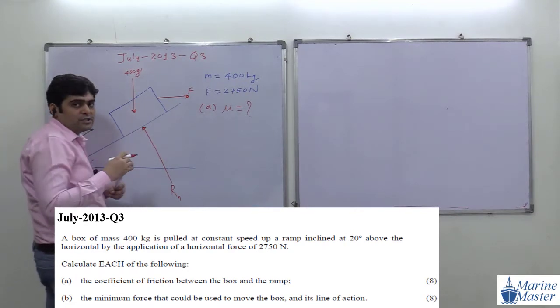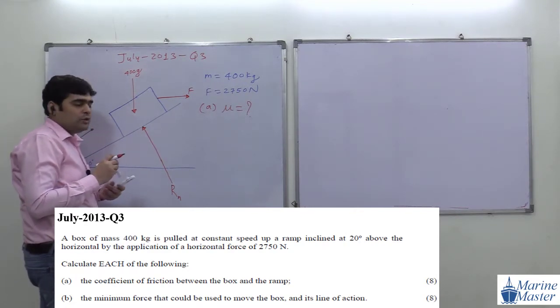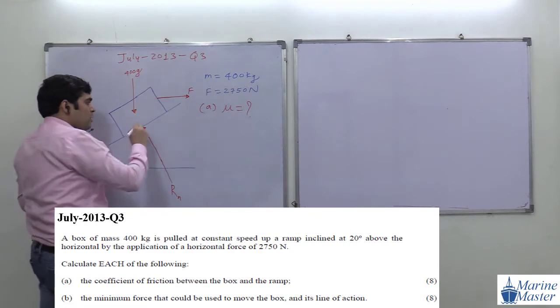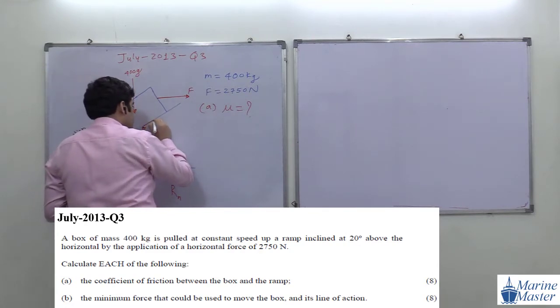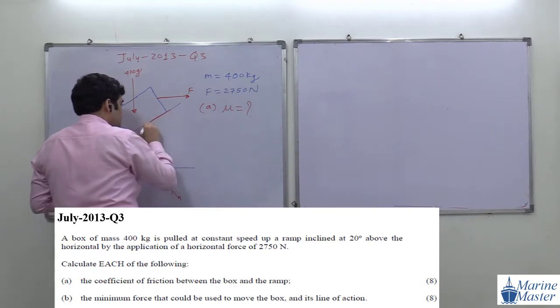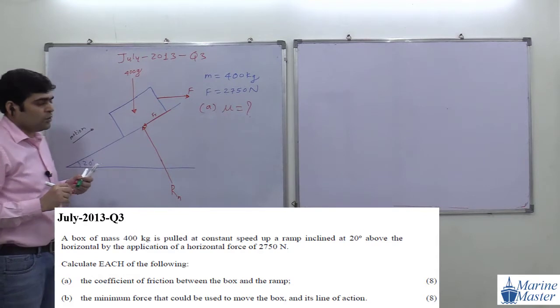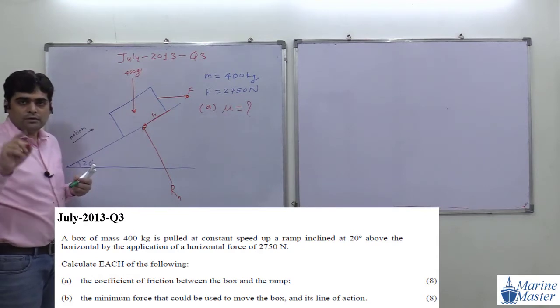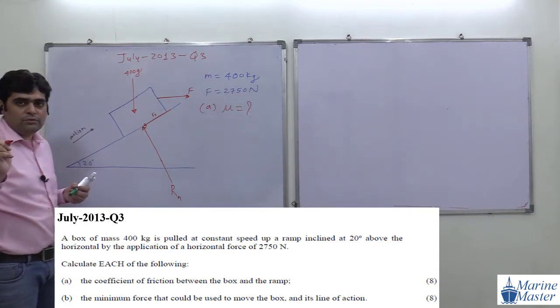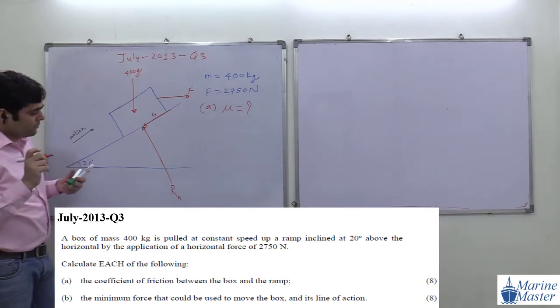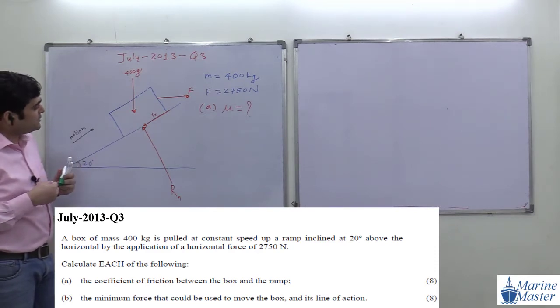Now friction force is always along the plane, opposite to the motion. Motion is up the plane. So what will be the direction of friction force? Opposite. So this will be our Fr, opposite to the motion. Okay, everyone? Any doubt in this discussion till now? Okay, good. Now try to see the next point here.